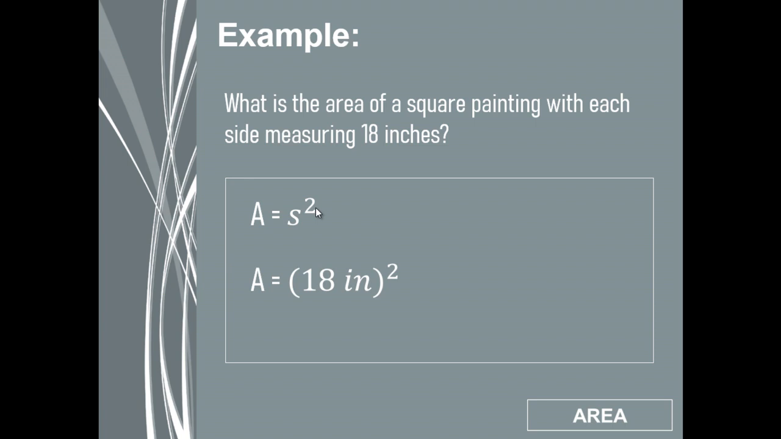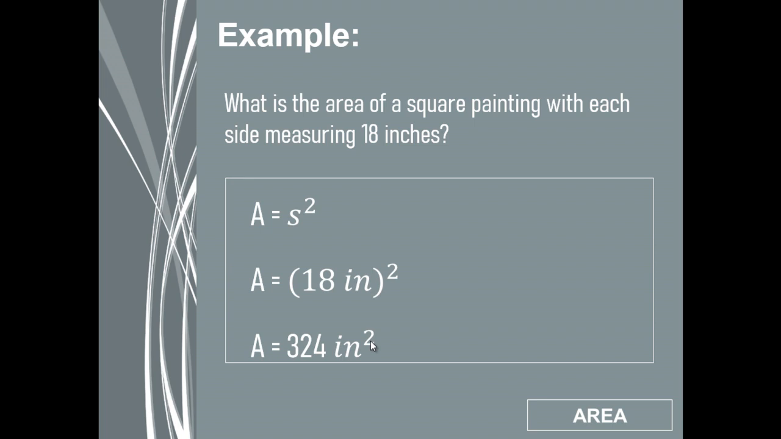So, it can be written like this: 18 inches raised to the power of 2. We simply substitute 18 inches for S, then raise it to the power of 2. So, 18 times 18 equals 324. Then, our unit will be inches squared. Okay, very simple. Area is very simple and very easy to follow.